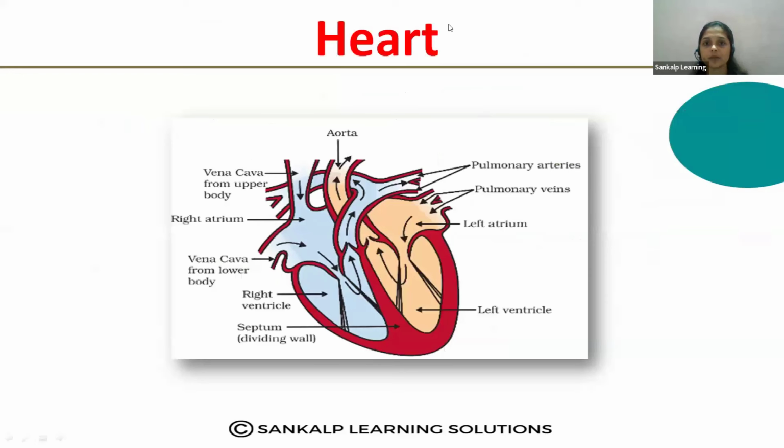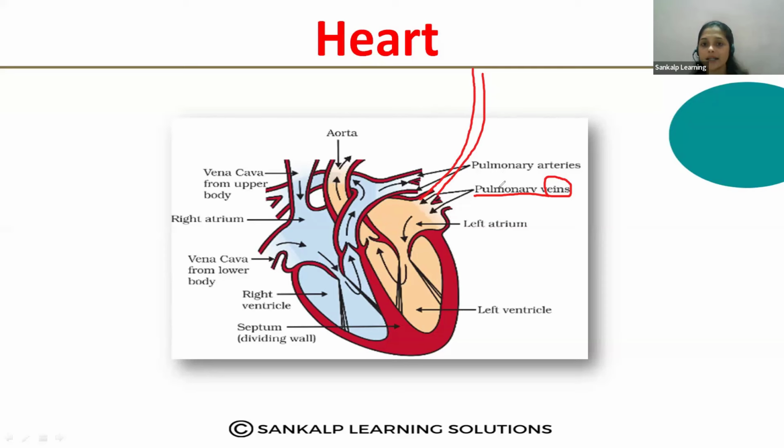One more thing you have to remember. What type of applied question may they ask? Always remember veins, pulmonary veins. If you see the word veins, they will always carry the blood to the heart. So they are commonly called veins. And pulmonary veins carry the oxygenated blood.